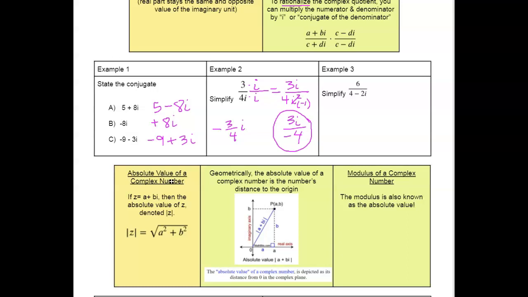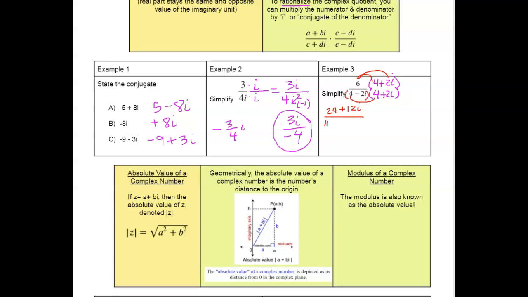And example 3 has a complex number in the denominator. So this is when you need to multiply by the conjugate. So 4 plus 2i, and then to be fair, you have to do it to the numerator. These are going to be a little longer, but not terrible. So in the numerator, you're going to distribute. So 24 plus 12i. In the denominator, you're going to double distribute, so FOIL.